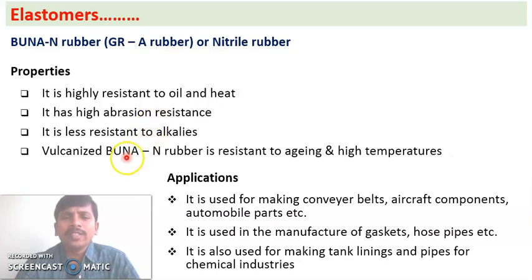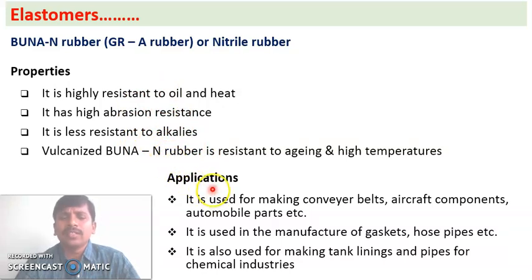Next one, vulcanized Buna rubber. Buna rubber after vulcanization, which is the addition of sulfur at a higher temperature. So vulcanization has many advantages. When Buna rubber is vulcanized, it is resistant to aging, and it is tolerant to high temperatures also. It can withstand high temperatures. Upon aging, some rubber goods, some articles, may become soft and lose their properties. That is called the aging effect. But the aging effect can be overcome for Buna rubber when it is vulcanized. So these are the properties of Buna rubber.